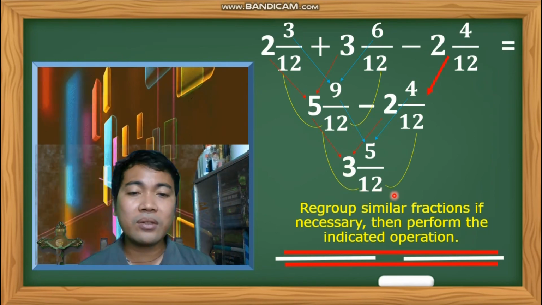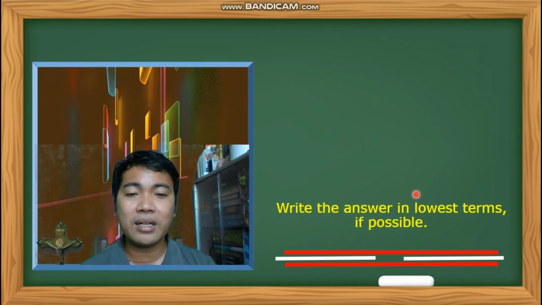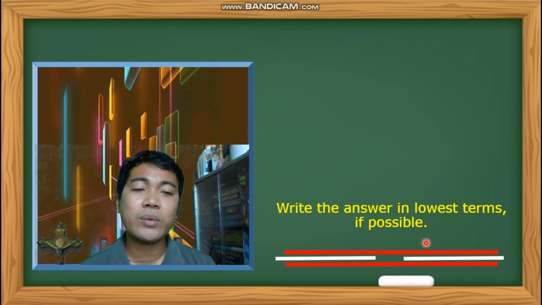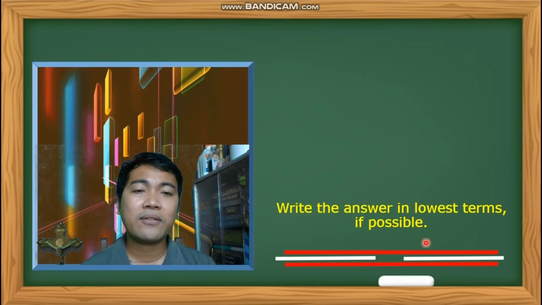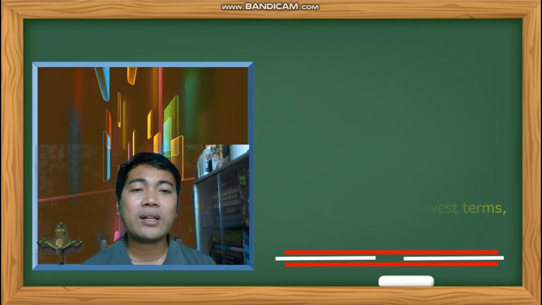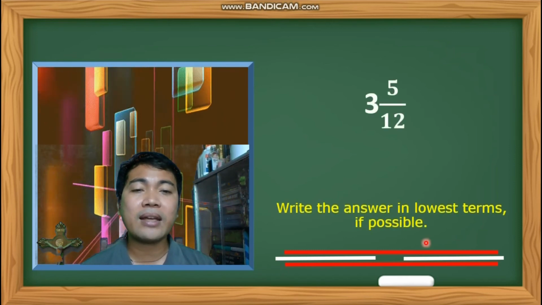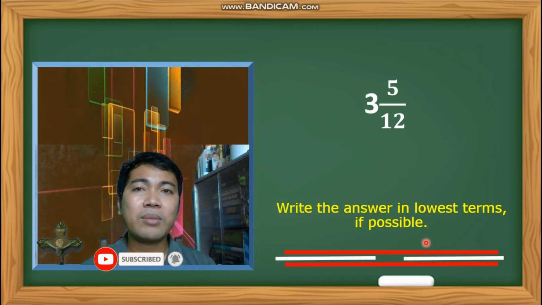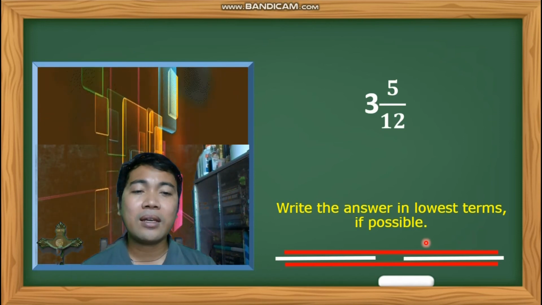And the next rule, write the answer in lowest terms if possible. Kung posible lang. But 3 and 5 over 12 is already in the lowest term. Bakit? Wala nang greatest common factor ang 5 and 12. Bakit? Ang factors ng 5 is 5 and 1, while the factors of 12 ay 1, 2, 3, 4, 6, and 12. Wala tayong makikitang common factors ng 5 and 12 maliban lang sa 1. Kaya 3 and 5 over 12 is already in the lowest term.